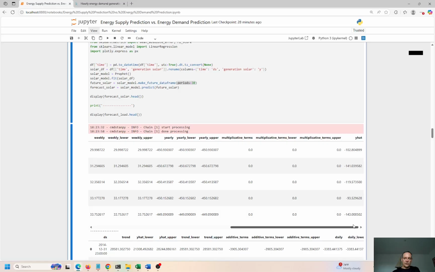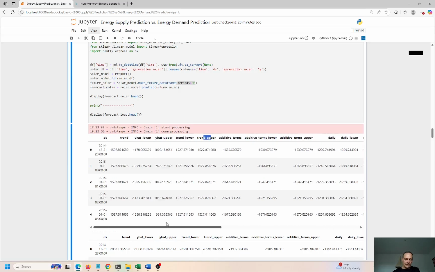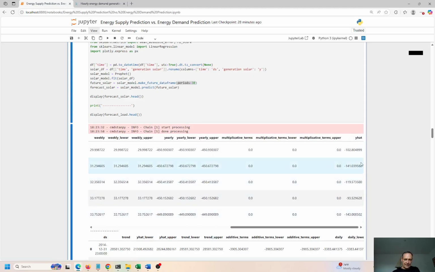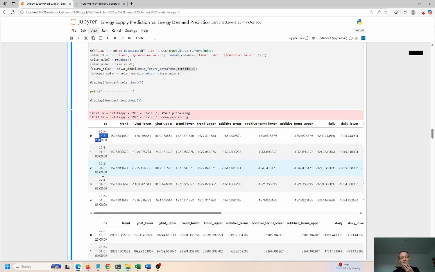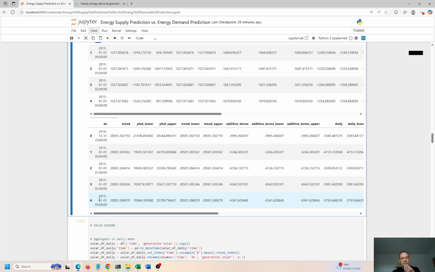So we have all these new columns, these fancy new columns that Prophet created for us. All we really need in this case, it's nice to have the trend, the lower, upper, and so forth, but what we need is DS, that's the date, and we need the y hat. That's what we're trying to predict. And if you look over here, 2014, that is at the beginning of the analysis, and we go up to 2015, 01.